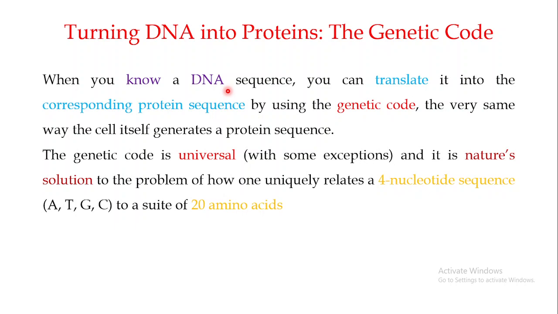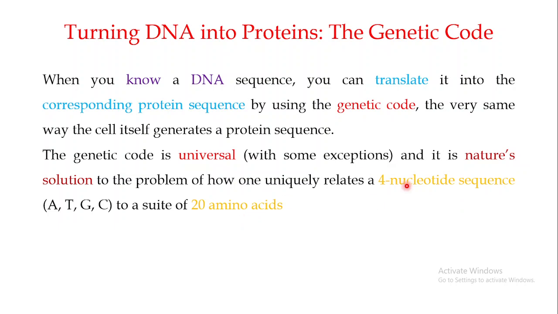Now this genetic code table is universal, of course there are some exceptions, but most of the time it is universal, and it's nature's solution to the problem of how one uniquely relates a 4 nucleotide sequence to a suite of 20 amino acids.